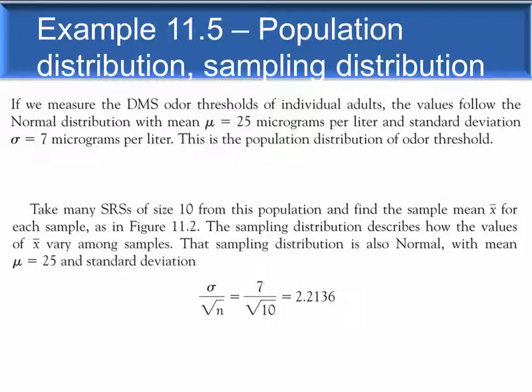This is the population distribution of the odor threshold. So this is, for all of the adults, the mean and the standard deviation. So that's the population distribution of the actual people's values.